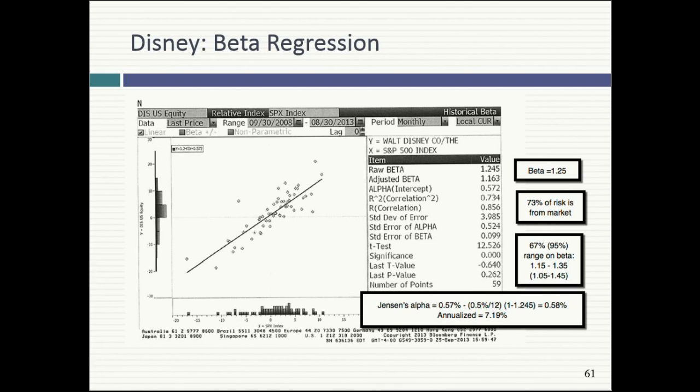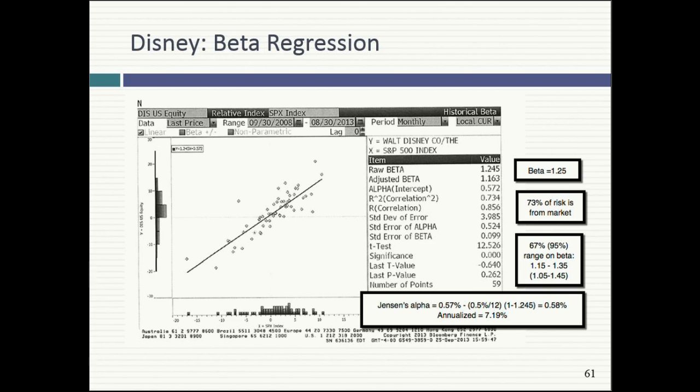You say, what do I do with that? I subtract out the risk-free rate during this period, which was 2008 through 2013 in the US. The average short-term T-bill rate was 0.5%. So I subtract out, not the 0.5% because it's an annualized number, but 0.5% divided by 12, because I'm using monthly returns in my regression. If I were running weekly returns, you know what I'd have done differently, right? I'd take 0.5% and divide by 52. Daily returns, take 0.5% and divide by 250. And I multiply by 1 minus the beta. The beta was the 1.245. I end up with 0.58%.